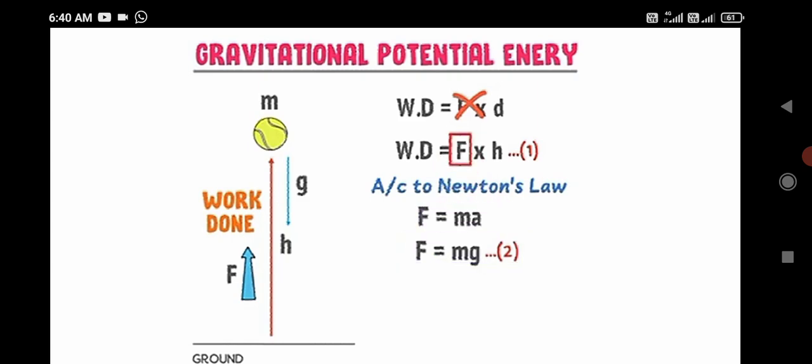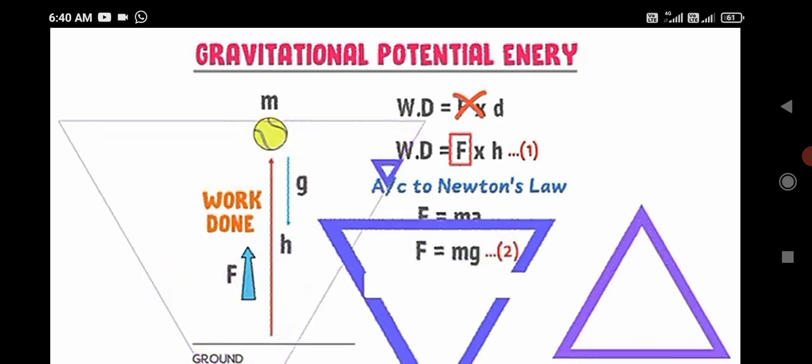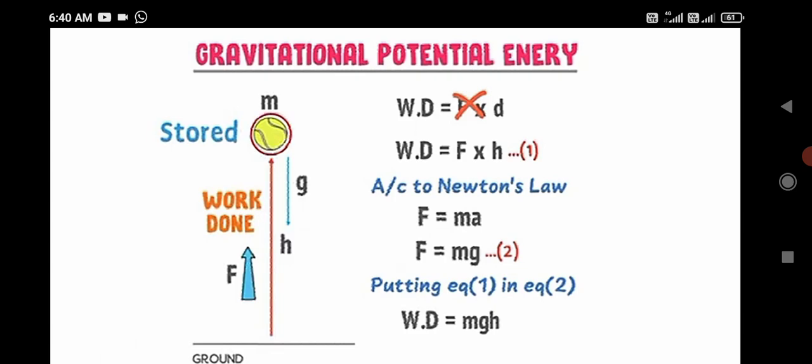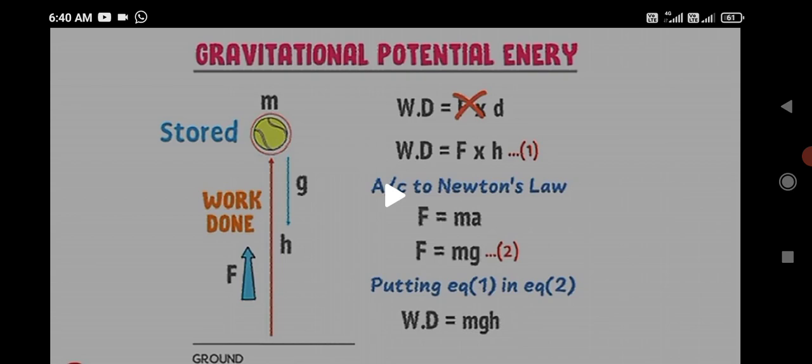Now, substituting the second equation in the first, what happens? mg into h, that is mgh. So the work done or potential energy stored in the ball is nothing but mgh.